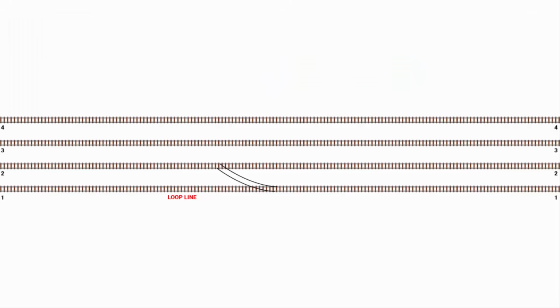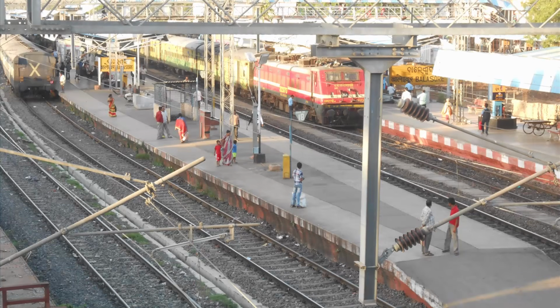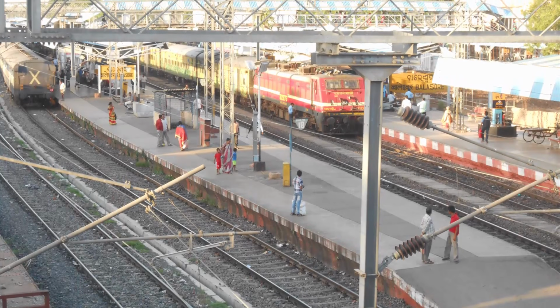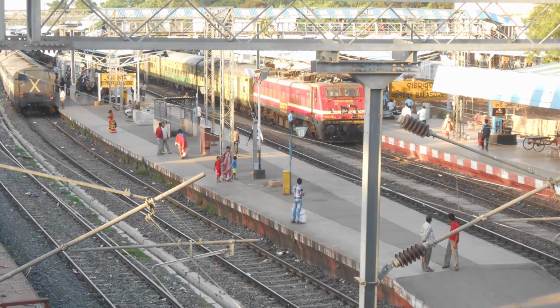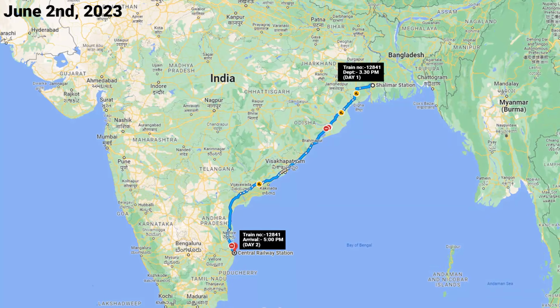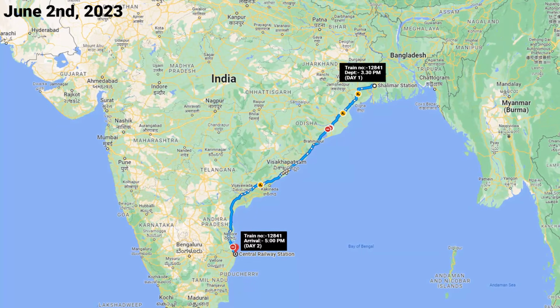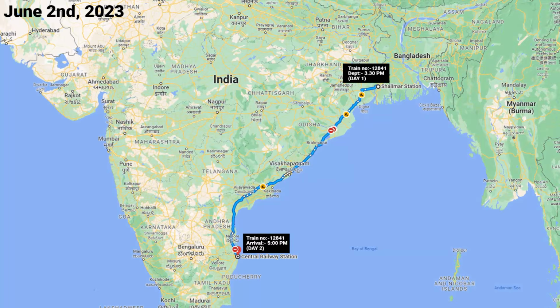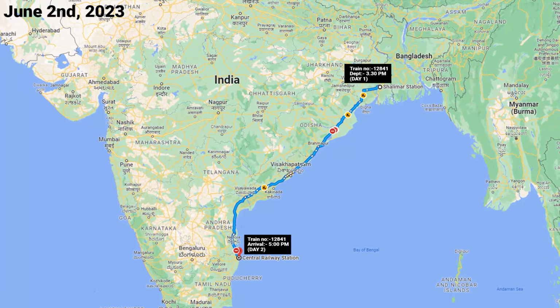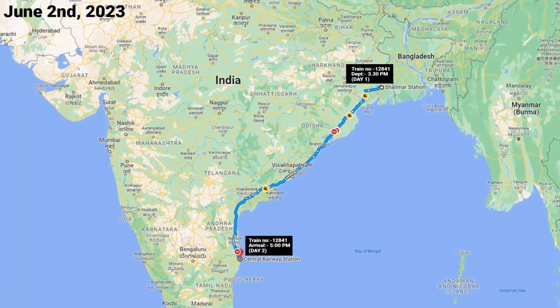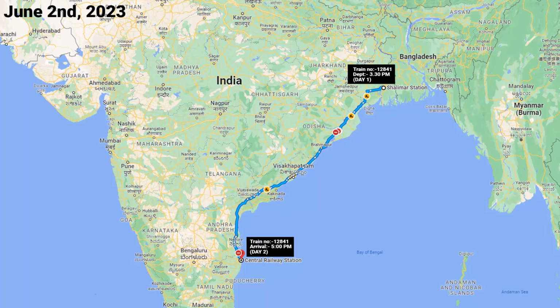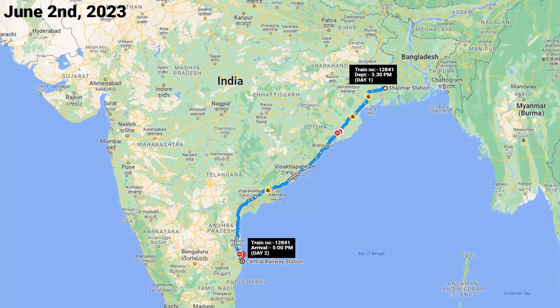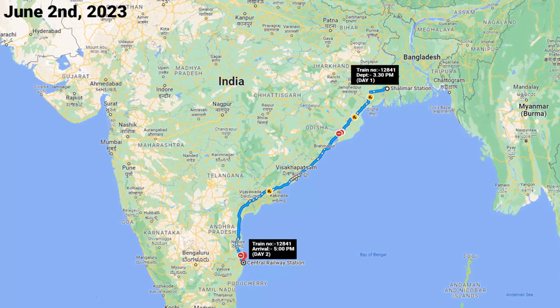Now let me explain the incident. So on the first track, which is called the loop line, there was already a goods train parked. And if you have ever been to Balasore railway station, that railway station has 4 platforms. Now what happened on 2nd June is that a train named Shalimar Chennai Coromandel Express, train number 12841, departed at 3:30 pm in the afternoon from Shalimar railway station in Howrah, West Bengal. It was destined to reach Chennai Central railway station in Tamil Nadu at 5 pm in the evening the next day.